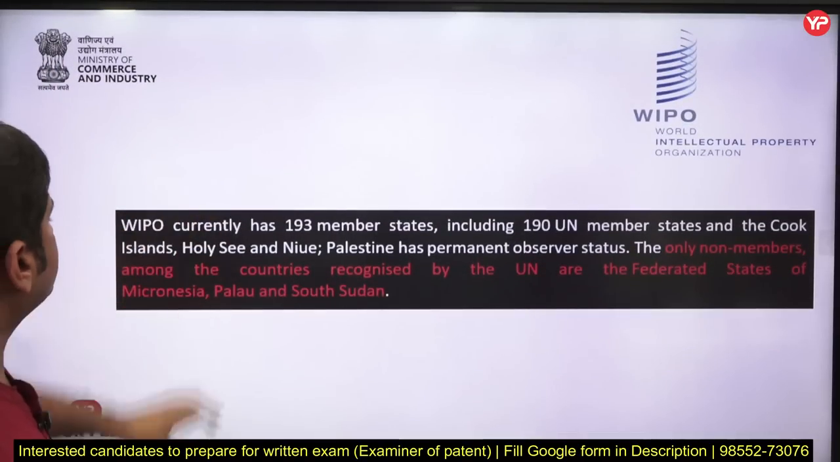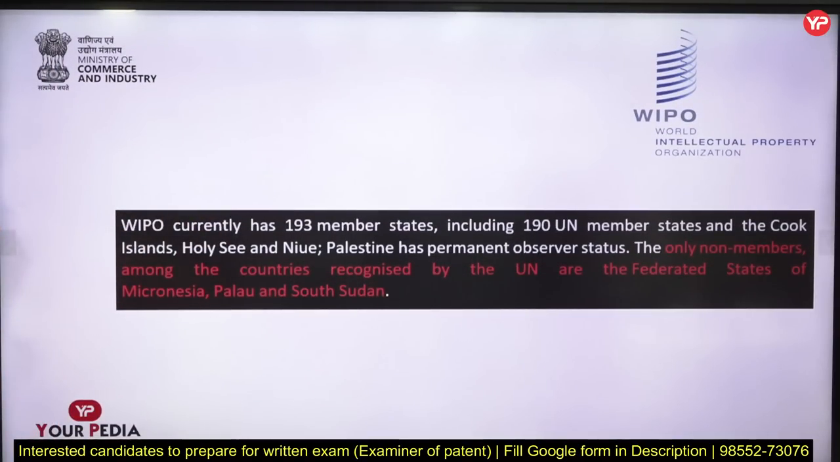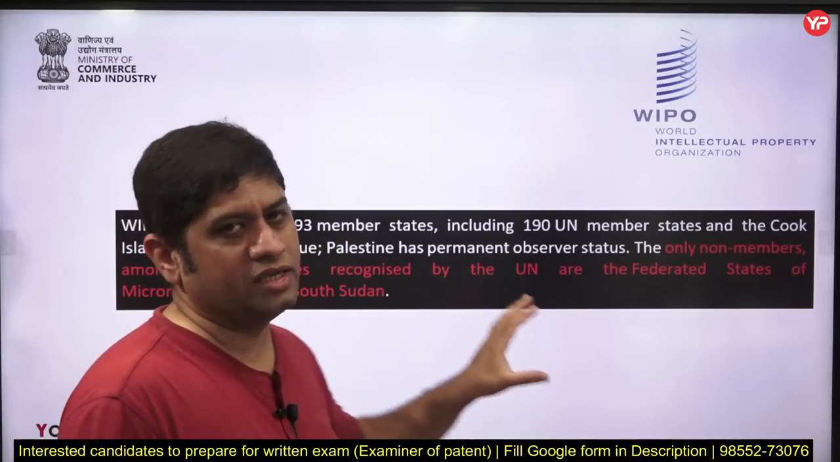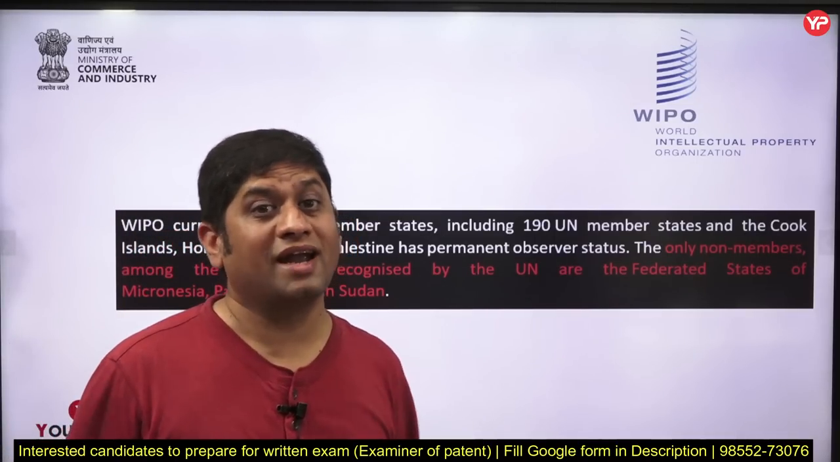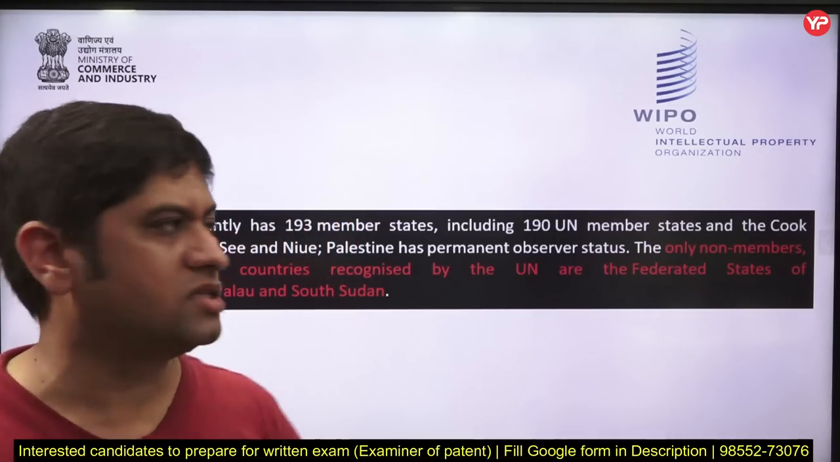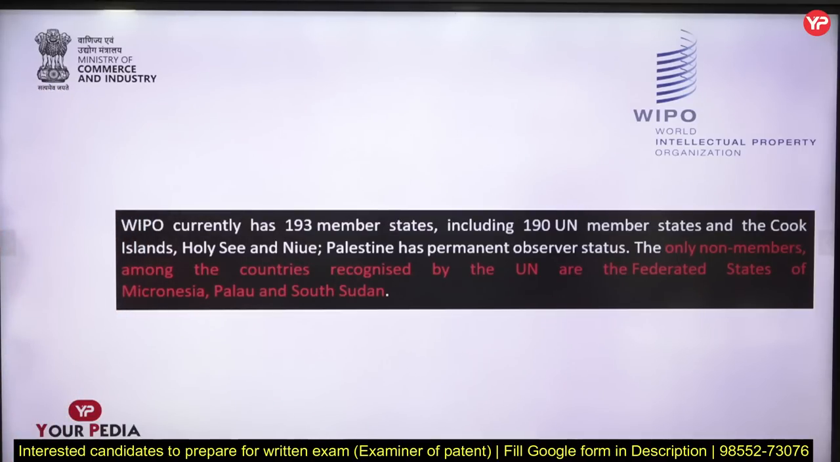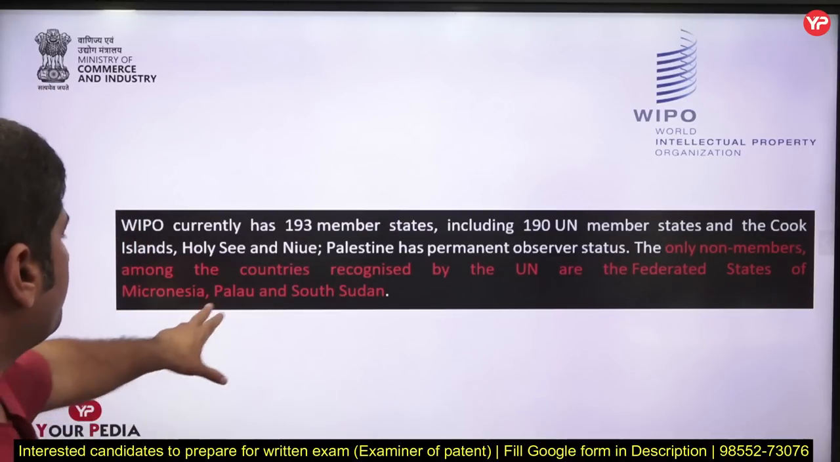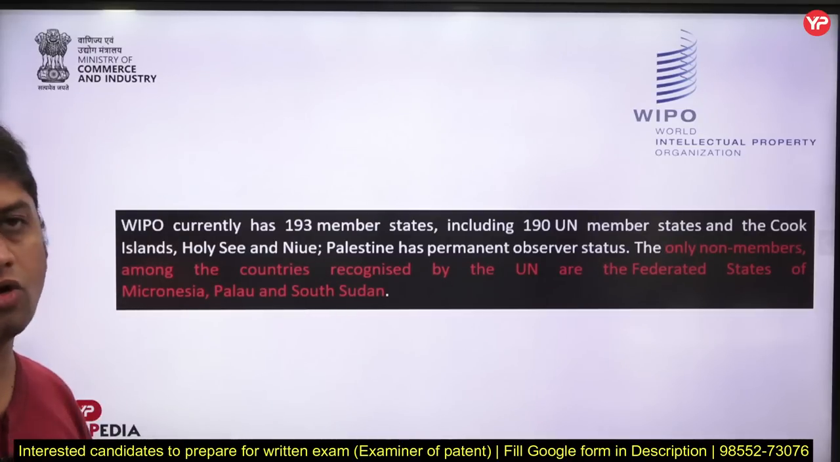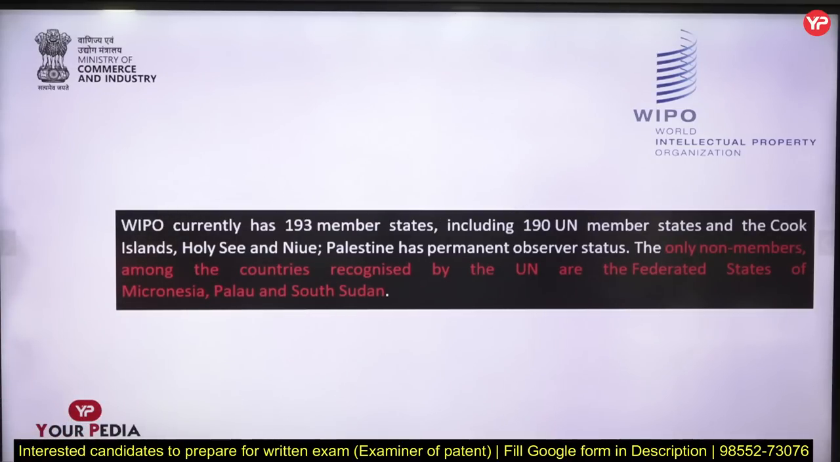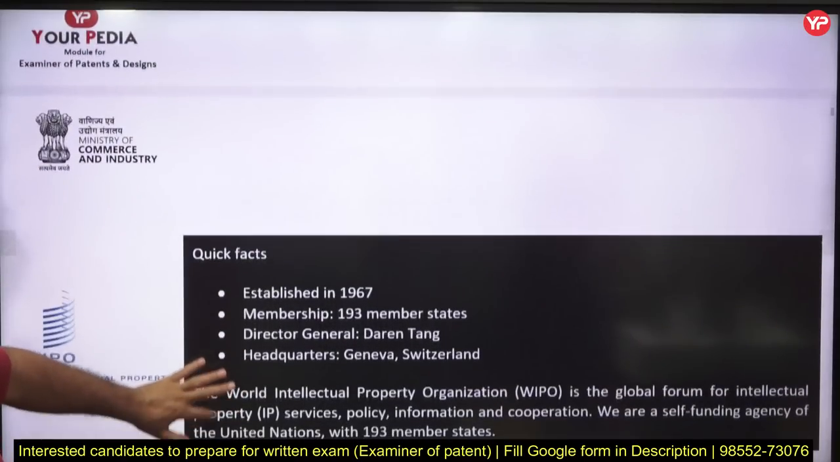Now next, it has 193 member states, including 190 United Nations member states, and there are a couple of countries only out of 193 United Nations. How many members? 193 members. Out of that, only 3 members are not in WIPO. They are Micronesia, Palau, South Sudan. These are not in WIPO, so not very important information.